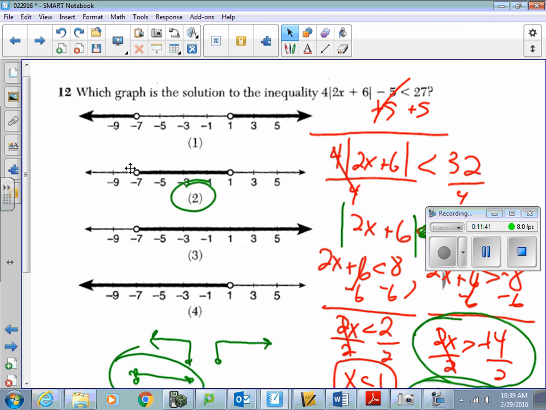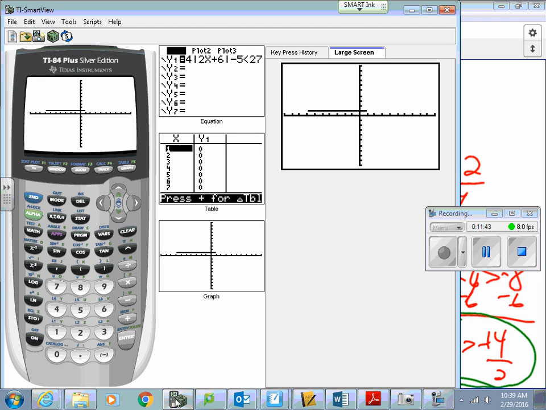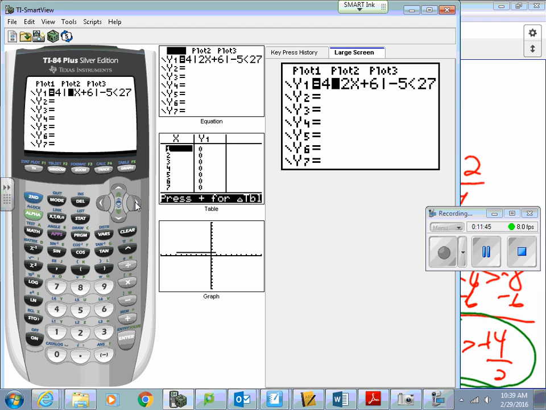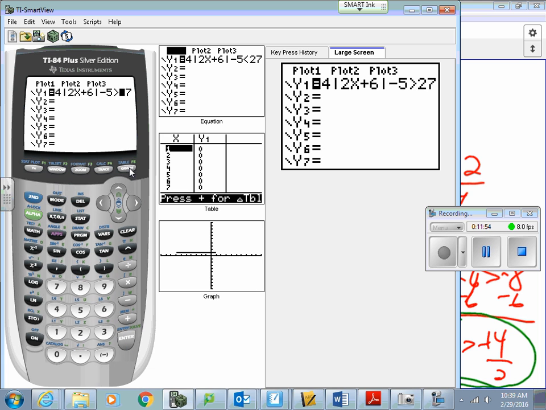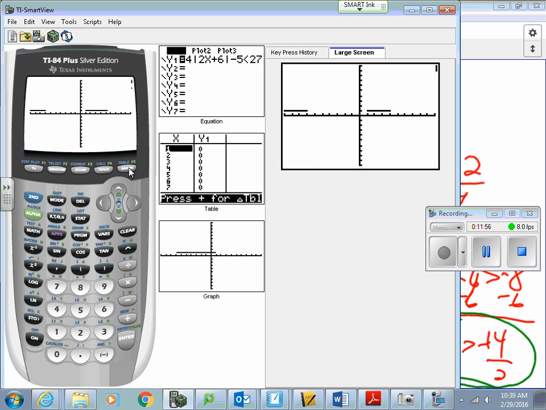Now, let's just say you put in greater than instead of less than. So I go back to second test, and I go here, and I put in greater than instead. Now we're going to see how it changes our graph. You notice what it does to our graph? So be careful if you use this method.